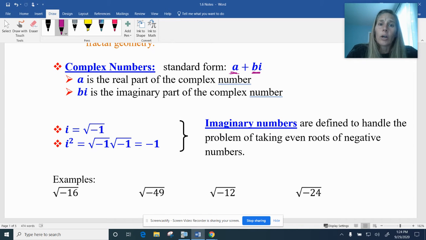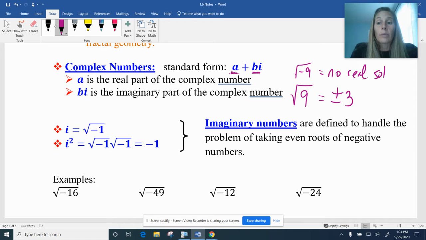Okay, so what exactly are imaginary numbers or complex numbers? So imaginary numbers are defined to handle the problem of taking even roots of negative numbers. So we were solving quadratic equations using roots the other day, and when we got to something like the square root of 9 at the end, we would say that the solution was positive or negative 3. But if we had gotten something like the square root of negative 9, then we would have said no real solution because there's no number times itself that would equal a negative 9. So imaginary numbers now will solve that problem.